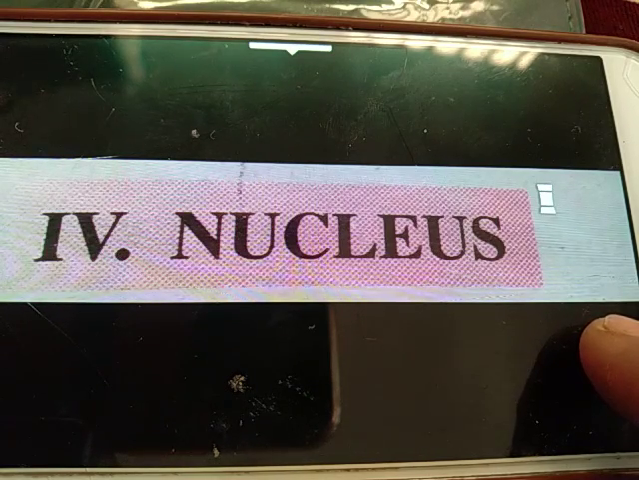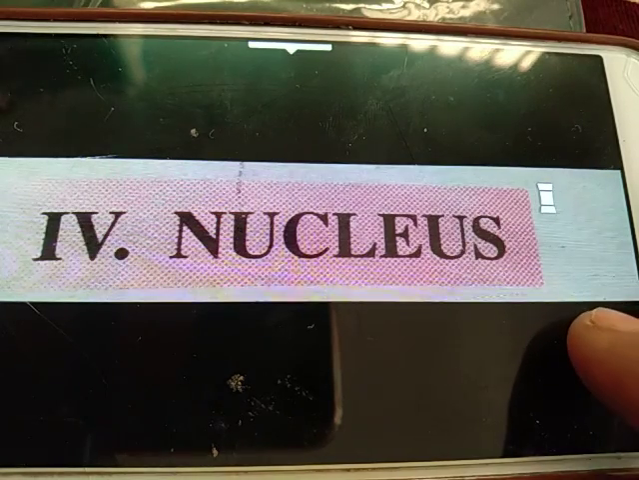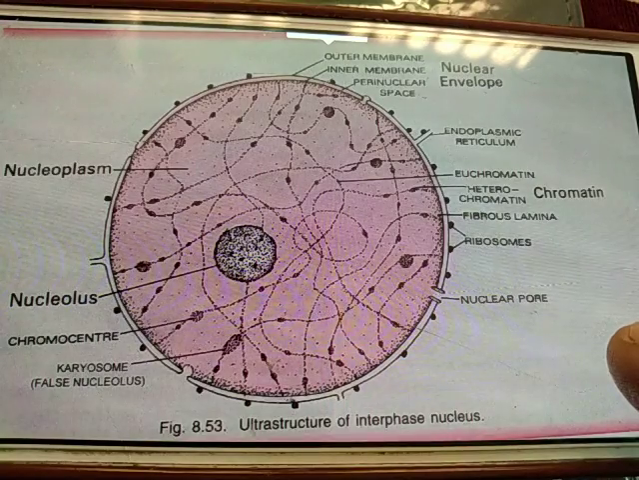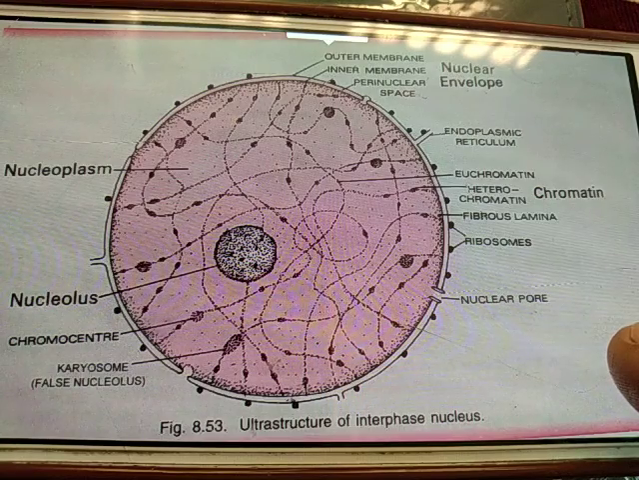Okay, then like other cellular structures, the living, unstained nucleus does not show much internal differentiation. For detailed study of the nucleus, the cell must be properly killed, fixed and stained. Now nucleus is the largest cell organelle.